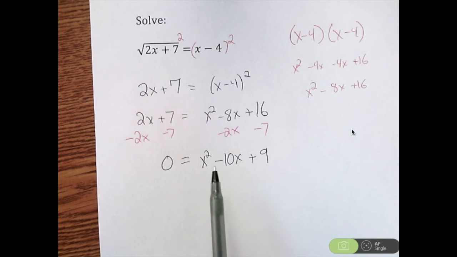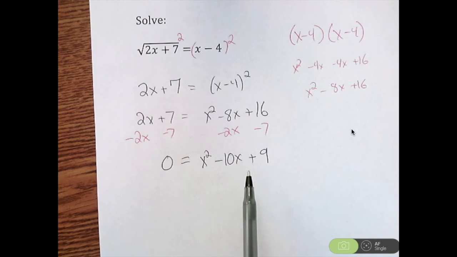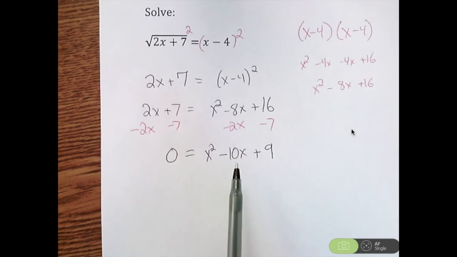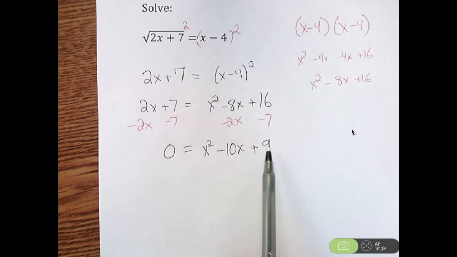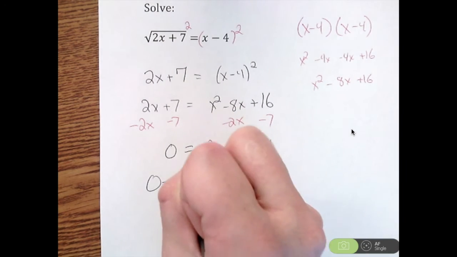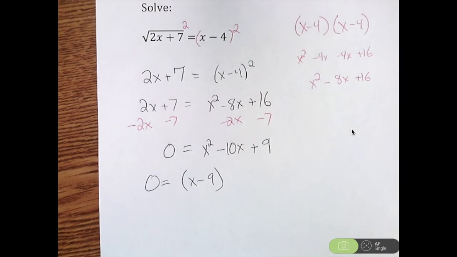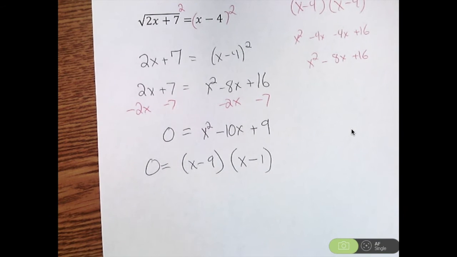Now there are various strategies that we use to solve once it's set equal to 0. We could solve by factoring, solve by completing the square, or solve using the quadratic formula. Any of those are options. There are obviously some options that are better than others. This actually can be factored. Since it's a 1 in front of this x squared, I'm looking for two numbers that multiply to 9 but add to negative 10. Those numbers are negative 9, so I'm going to have x minus 9, and negative 1, so I'm going to have x minus 1. Those are my two factors.